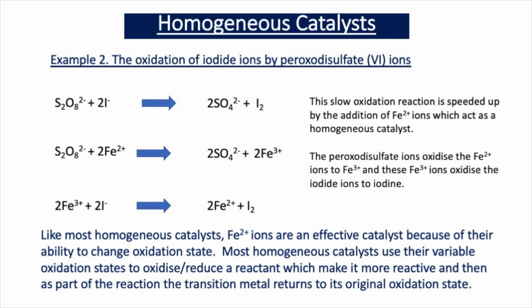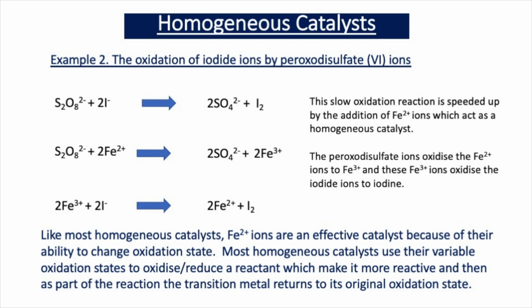So the reason why Fe2+ ions can be an effective catalyst here is all down to their ability to change their oxidation state. And most homogeneous catalysts use their variable oxidation states to oxidize or reduce a reactant, which makes it more reactive, and then as part of the reaction the transition metal returns to its original oxidation state. Now this catalyst is an example of a homogeneous catalyst because the iron 2+ ions are in solution along with all the reactants and products here.